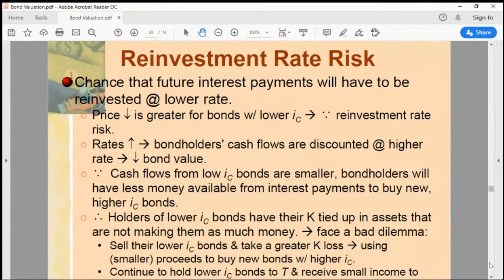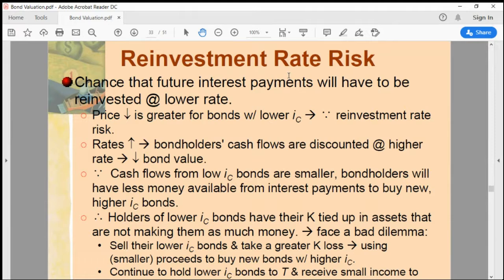Another risk that wasn't discussed at the beginning of the semester, when we were talking about ROI, we didn't have a chance to talk about the reinvestment rate risk, because the four risks at the time were simply default risk, inflation risk, liquidity risk, and maturity risk, or interest rate risk.